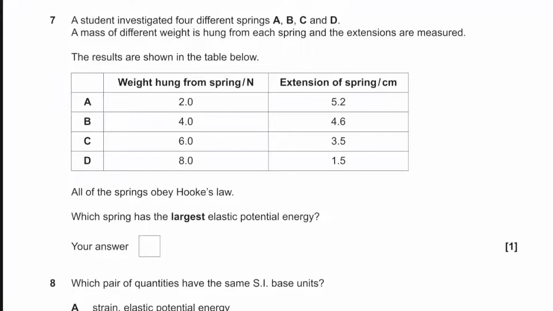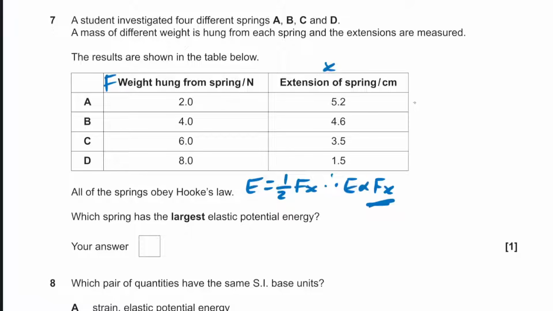7. Student investigates 4 different springs, A, B, C, D. Results are shown. All of the springs obey Hooke's law. Which has the largest elastic potential energy? Okay, so we have F and we have X, or delta L, whatever you want to call it. So therefore, we're going to use the equation energy is equal to half Fx. So which has the largest elastic potential energy? Well, let's just times these all together, shall we? I mean, we can say that E is proportional to Fx actually, so we don't even need to find the actual value. We can just do F times X, and whichever one has the biggest value is by de facto going to have the biggest elastic potential energy.